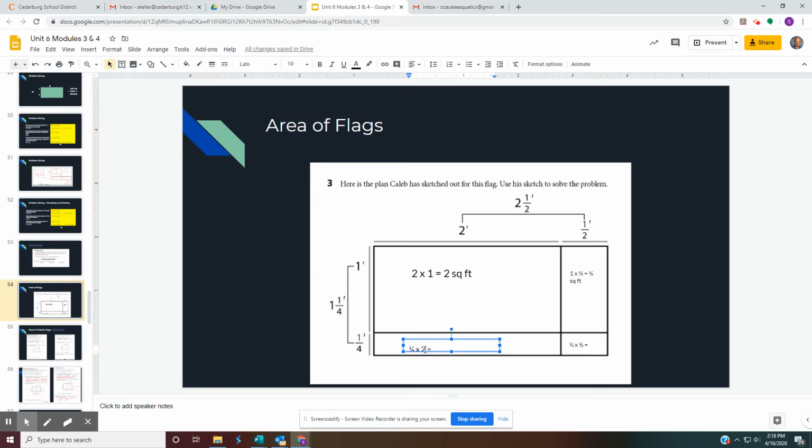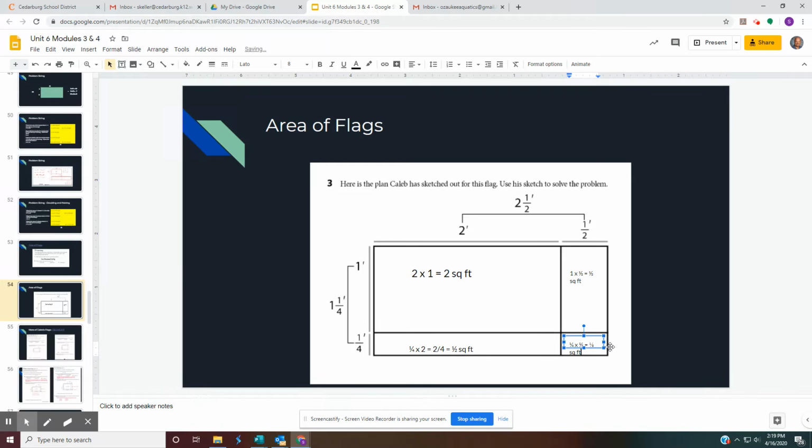Now, what is 1/4 of 2? When I'm multiplying a fraction by a whole number, I have to think in my mind of 2 as 2 over 1. I multiply my numerators, which is 2 times 1, which is 2, and then our denominators together, 4 times 1, which is 4. So that equals 2/4 or 1/2 square feet for that portion of the flag. And then for our last portion of the flag, 1/4 times 1/2, or 1/2 of a fourth, which equals 1/8 square feet.